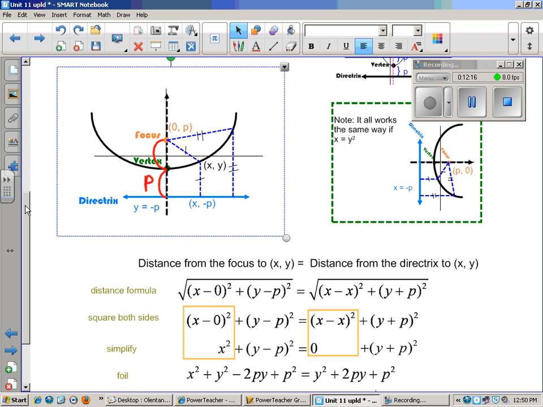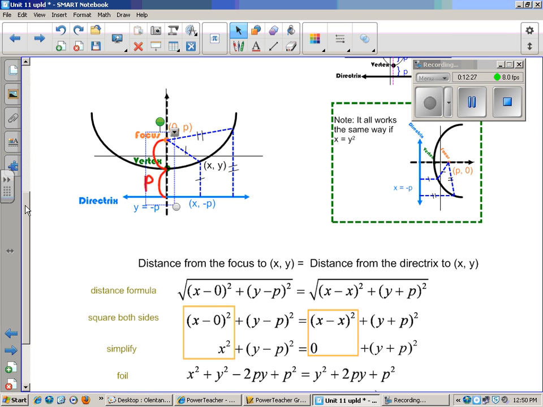So they plugged the points into the distance formula. So they did x minus 0 squared plus y minus p squared equals x minus x squared and y minus negative p squared. Minus negative p would be plus p, right, squared. So they plugged 0, p, x, y, and x, negative p into the distance formula, right? Then the rest of it is just algebra to clean it up.